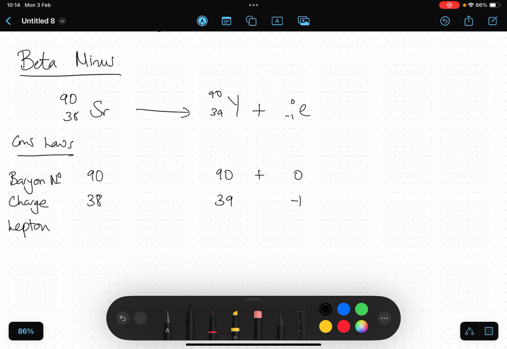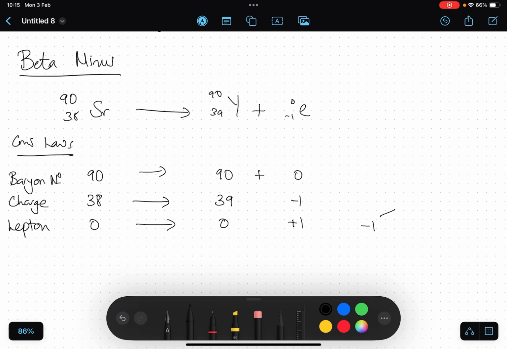What about lepton number? Well, when we're talking about the nucleus of an atom, there are no leptons. Leptons, if you remember, are electrons. There are no electrons in the nucleus. So strontium has a lepton number of 0, as does yttrium. Okay, but the electron is a lepton, so it has a lepton number of +1. And for the first time we can see that one of our conservation laws is no longer being obeyed. We've got 0 lepton number on the left, but actually we've got +1 on the right. And so to obey that conservation law, we need something with a lepton number of -1.